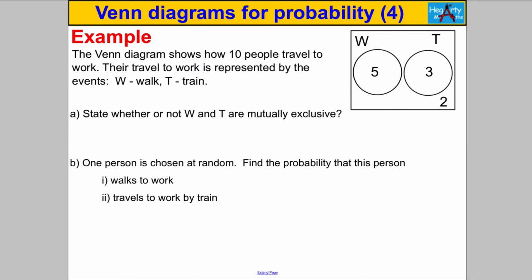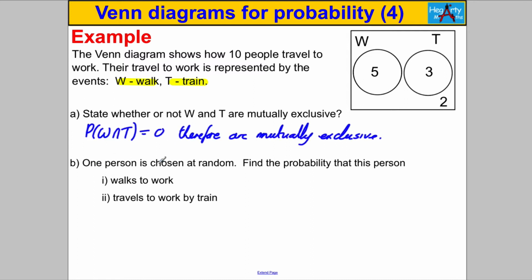So here's the first question. Pause the video and have a go. The Venn diagram shows how 10 people travel to work. Their travel to work is represented by capital W for walking, capital T for train. State whether or not W and T are mutually exclusive. You can clearly see there is no overlap in the circles for W and T, so that means their intersection is zero. So you can state that the probability of W intersection with T is zero, therefore they are mutually exclusive.